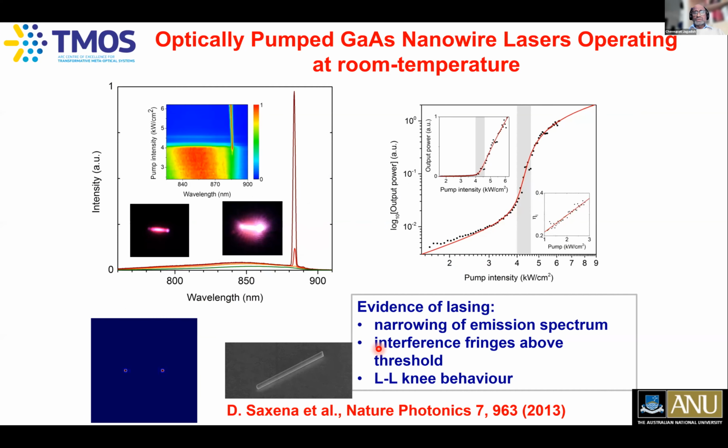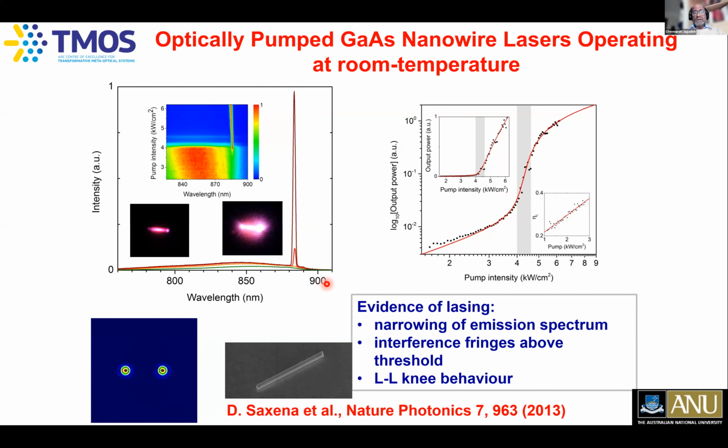So again, to cut the long story short, based on Dhruv Saxena's design during his PhD, and my other student, Dr. Nian Jiang, who is now a postdoc at Cambridge University, she has grown these gallium arsenide, aluminum gallium arsenide core-shell nanowires. They're about 6 microns long, transferred onto a glass slide, and Dhruv Saxena did these measurements.